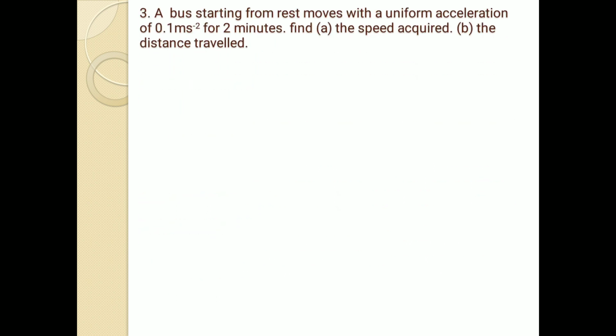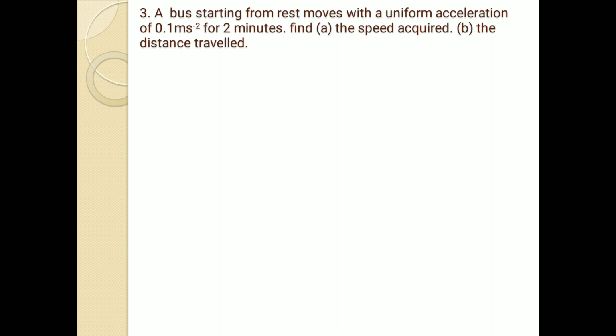Okay, fine. So next one, third one. This is the third sum. This is regarding equation of motion. Listen here. A bus starting from rest moves with uniform acceleration 0.1 meter per second square for 2 minutes. Here they have given acceleration itself. Okay, so acceleration is 0.1 meter per second square.